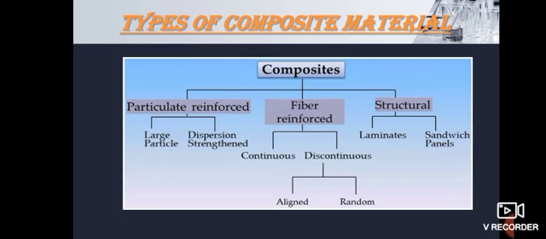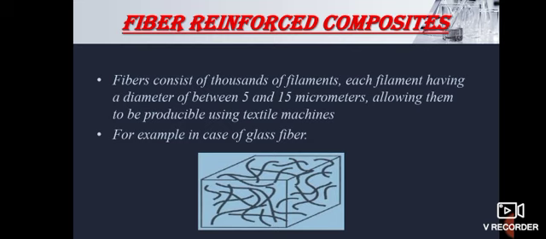First one is particulate reinforced, which is further subdivided into large particle and dispersion strengthened reinforced particles. And second one is fiber reinforced, which is further divided into continuous and discontinuous. And discontinuous is further subdivided into aligned and random. And the last category is structural, which is also divided into two types. First one is laminates and second one is sandwich panels. Fiber reinforced composites.